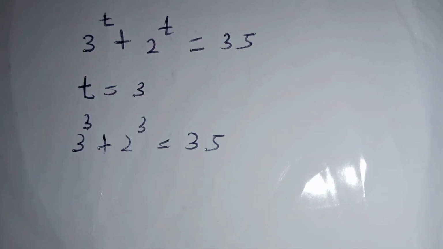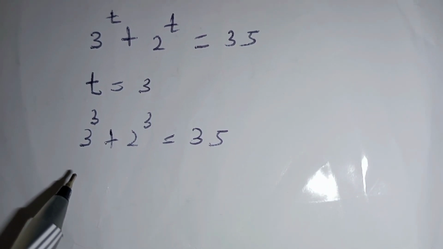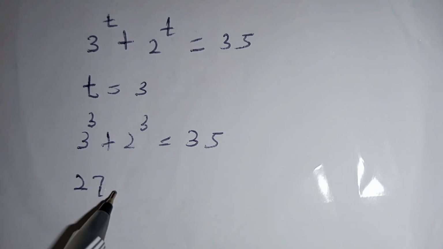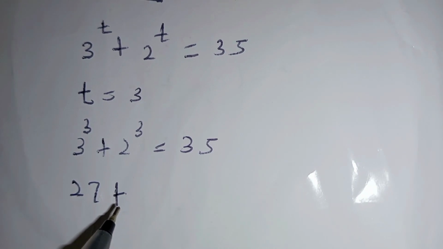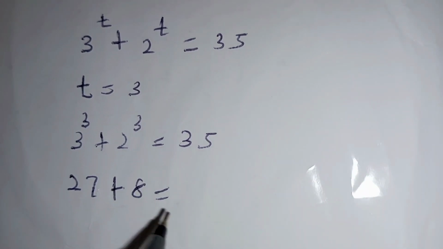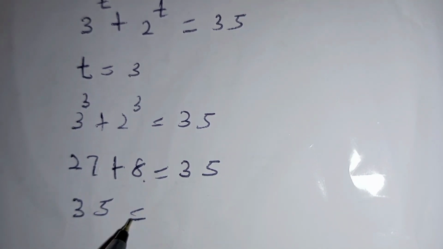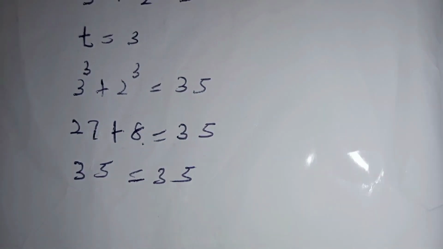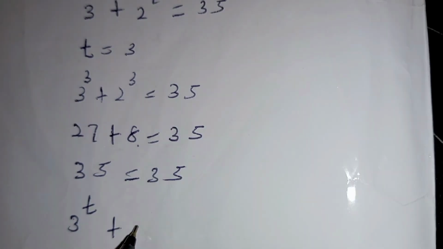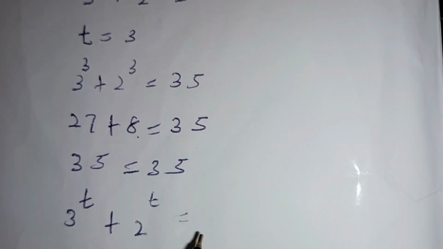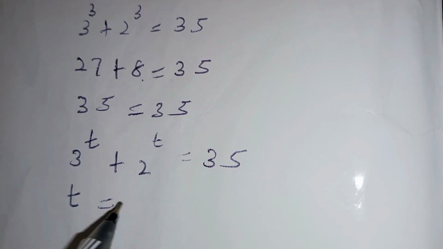What is 3 power 3? 3 power 3 is 3 times 3 times 3. 3 times 3 is 9. 9 times 3 is 27. 2 to the power of 3 is 2 times 2 times 2. 2 times 2 is 4. 4 times 2 is 8. 27 plus 8 is 35. So 35 is equal to 35, meaning that when you have 3 power t plus 2 power t is equal to 35, the value of t is equal to 3.